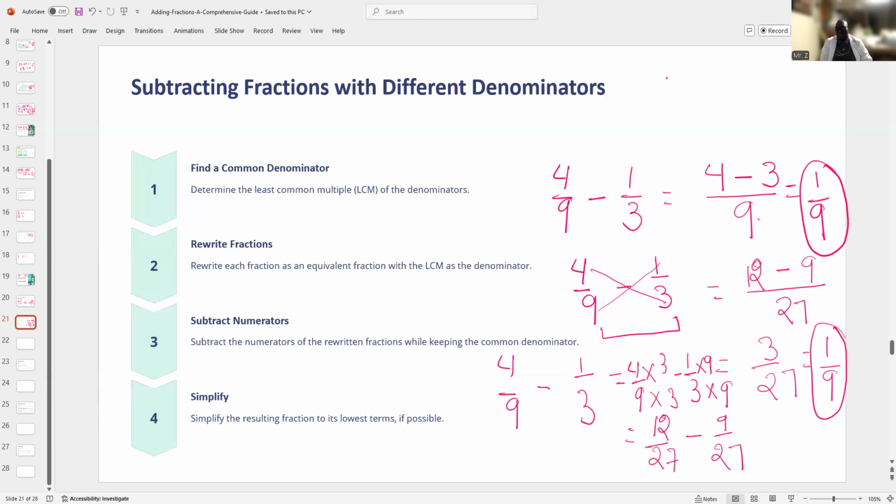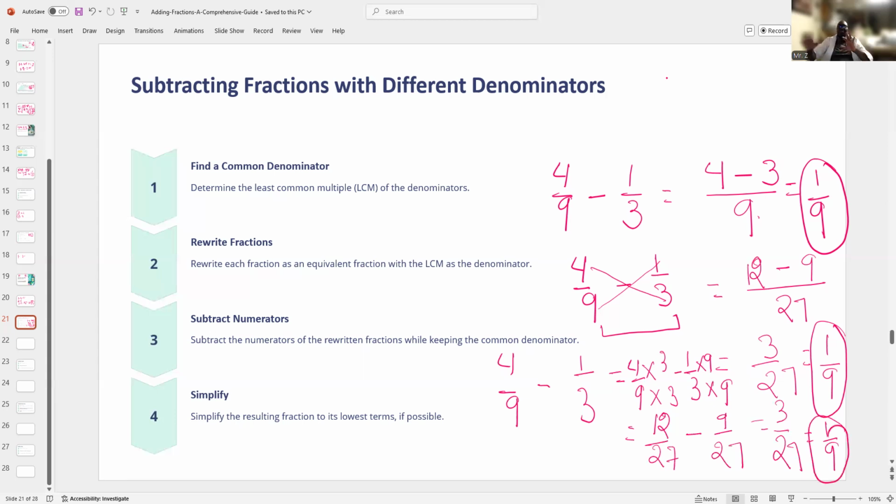Anytime you are subtracting fractions that have the same denominator, you only subtract the top number. 12 minus 9 is 3. Keep the denominator the same. And once you simplify that one, you have 1 over 9. So there are so many ways to solve how to add fractions or how to subtract fractions. Learn one way and stay with it. Practice makes perfect. The more you do exercises, the more you're gonna get the hang of it. All right?